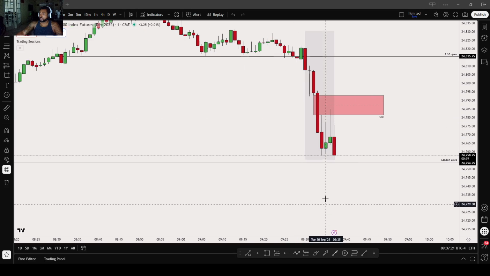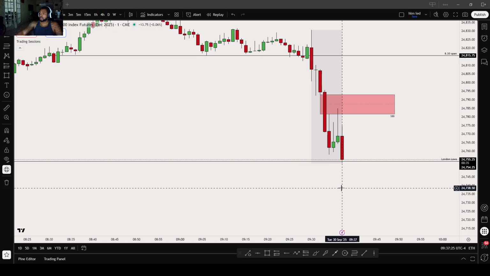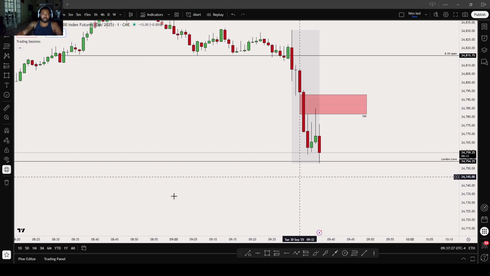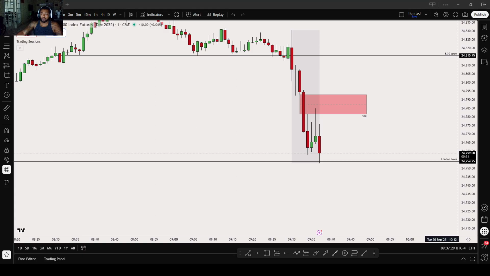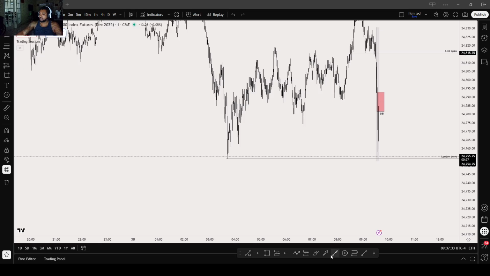City and we're displacing lower. We're about to sweep out these London lows. So this is where the bottom we just got swept. We also got an SMT with ES and NQ at these lows. ES is literally nowhere near.